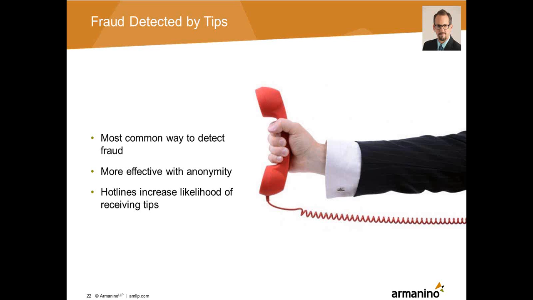Since the survey was first completed in 2002, going back over 10 years, tips have consistently been the most common way in which fraud is detected. In this year's study, unfortunately, only 54% of all companies had hotlines. That's why I put the graphic up there with the red phone. A hotline is a very inexpensive way to implement a fraud control. It doesn't cost much to maintain, and it can be very well publicized throughout the organization.